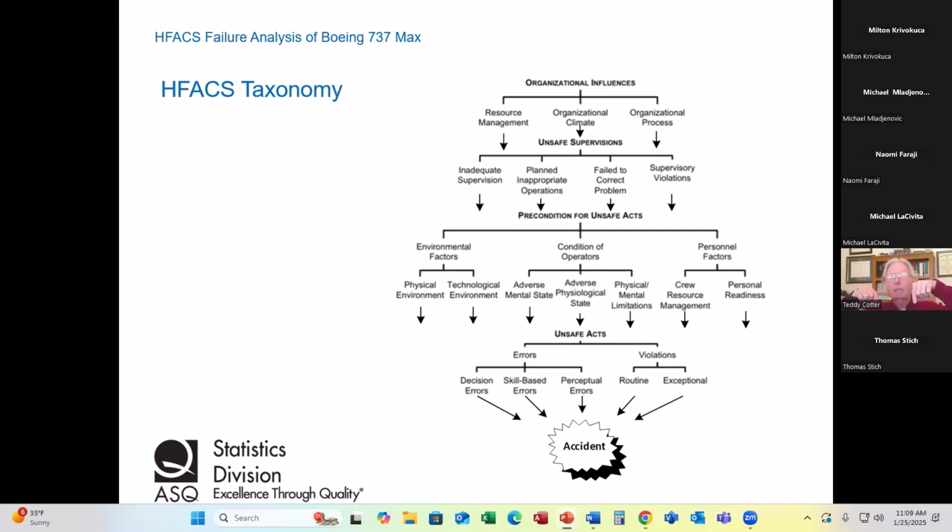The key takeaway here is all possible combinations of routes through this taxonomy are possible. So there are actually 420 possible combination routes through the HFACS taxonomy to go from organizational influence to unsafe supervision to preconditions and our unsafe acts, and then the unsafe act itself resulting in an accident.